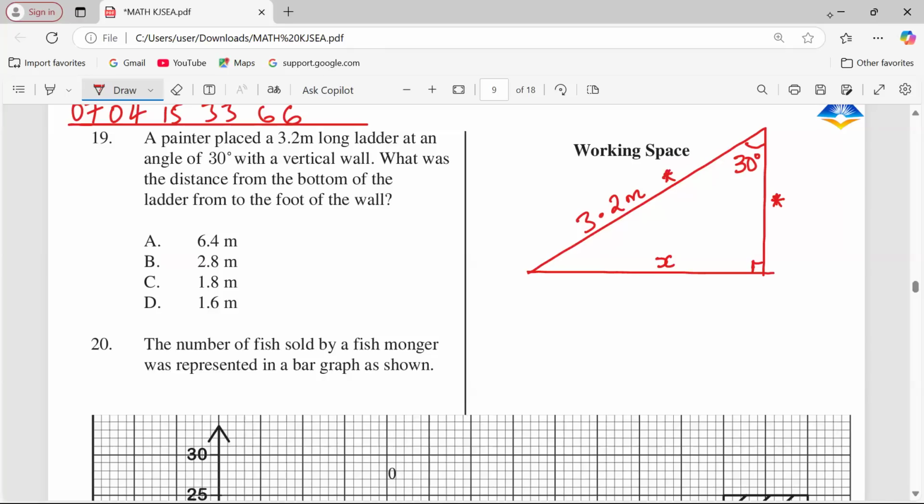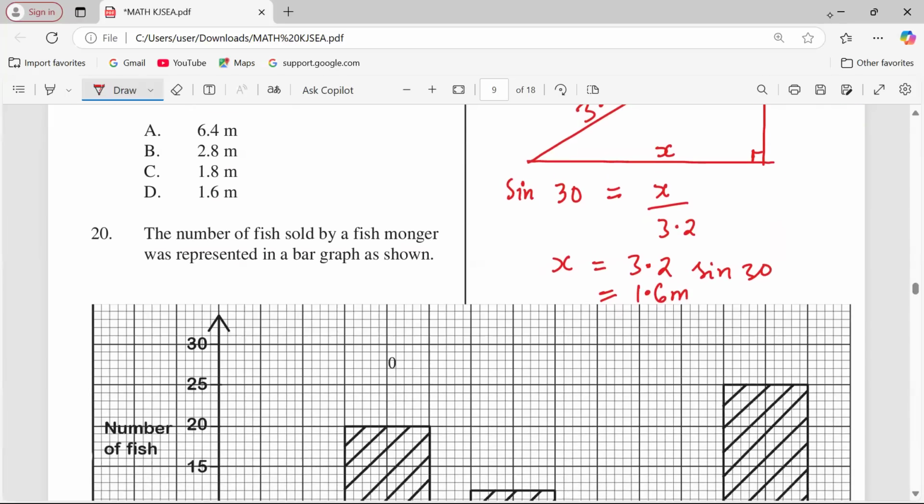This one is hypotenuse, but now x is the opposite length. So we talk about sine. The sine of an angle is usually given by opposite length out of hypotenuse. And how do we remain with x? We need to multiply 3.2 by the sine of 30. 3.2 sine 30 gives us 1.6 meters. So 1.6 meters makes D the most appropriate answer.